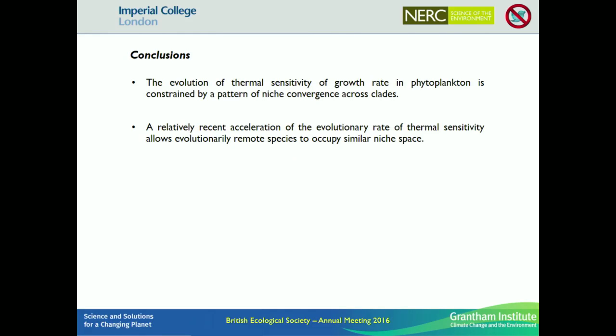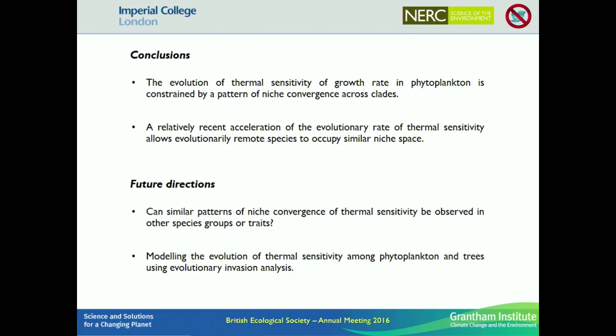First, we can say that the evolution of thermal sensitivity is not purely random as you would expect under the metabolic theory of ecology hypothesis, but is constrained by a pattern of niche convergence. And a recent acceleration of the evolutionary rate allows species to better explore the available parameter space and therefore occupy more and more similar niche space. Which is great news for phytoplankton because it essentially means that no matter what your evolutionary background was, you should be able to adapt to your environment given evolutionary time.